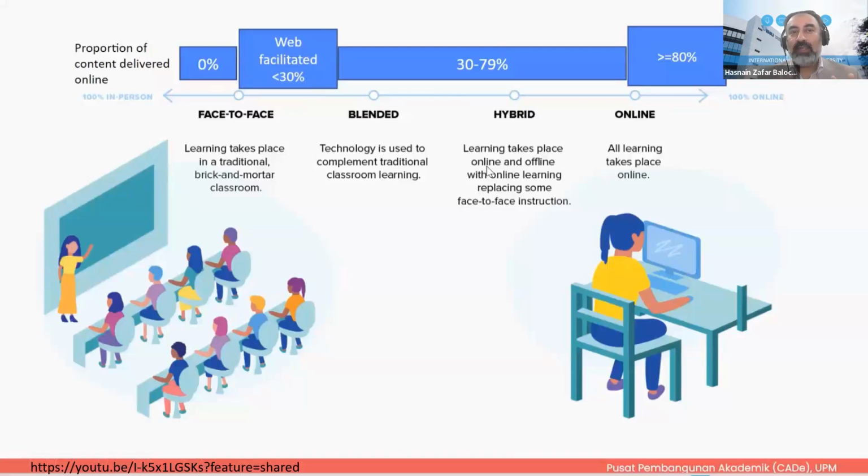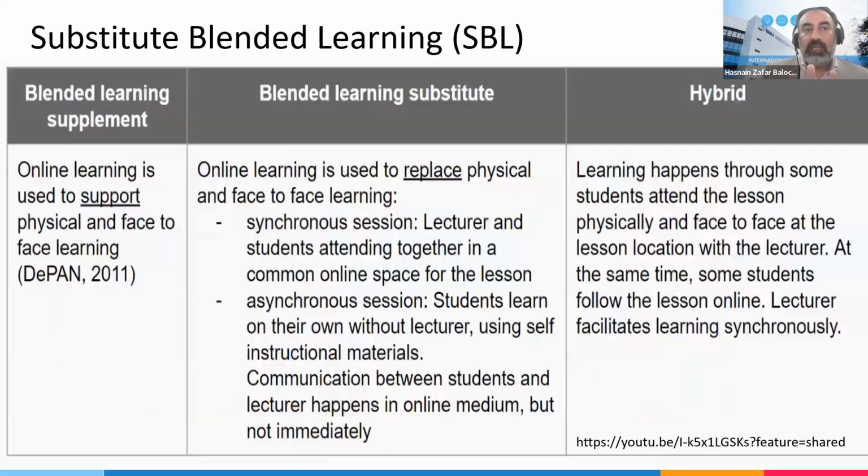Anything more than 30%, we are moving into blended learning. And anything more than 79%, we label that as ODL, or moving towards hybrid and then ODL, or open and distance learning, or fully online. Okay, so now it's all up to you, depending on your available resources and infrastructure, you can adjust this ratio.